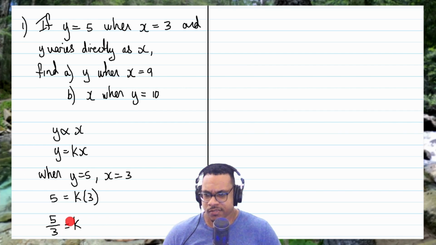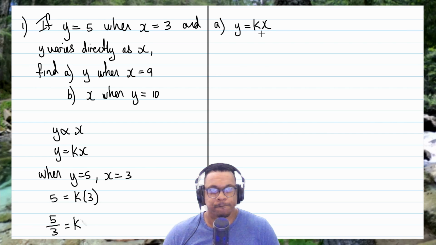Now that I know what k is equal to, I can work out part A. So part A, we have find y when x is equal to 9. So in part A, I'll write over this equation here, y is equal to k times x. And we know that k is equal to 5 over 3. So we have y is equal to 5 over 3 times x. And now we'll use this information here. When x is equal to 9, we'll be able to find what y is.